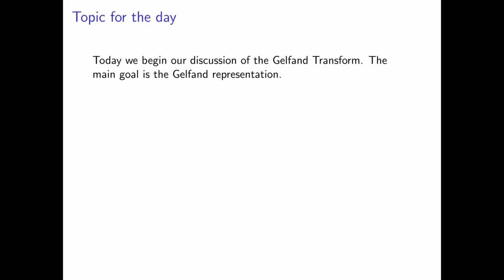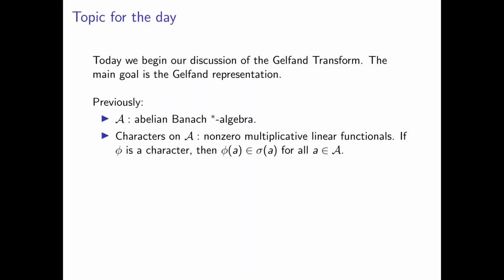But before we go on to do that, I just want to have a quick recap of what we've been doing in the last lecture. And that was we considered abelian Banach algebras A, and we considered characters on these algebras. And these are non-zero multiplicative linear functionals. And if phi is a character, then I noted in particular that phi evaluated at A is always in the spectrum of A, for any character and any element A in the algebra.